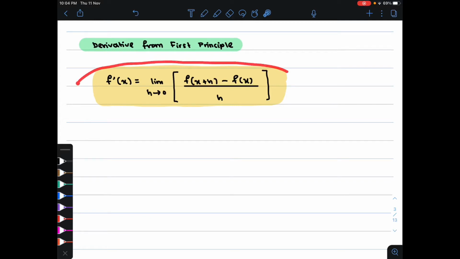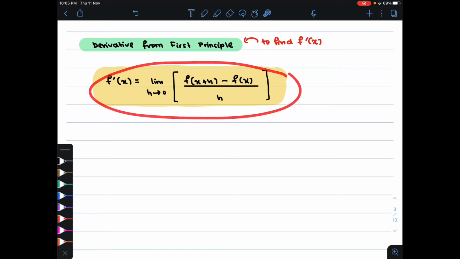And this formula that we found just now is called the first principle of differentiation. So, what is the first principle of differentiation? First principle is actually the foundation of finding f prime x before we come out with the rules of differentiation. We will learn more about rules of differentiation in 9.2, but in 9.1, we'll be learning about first principle of differentiation, which is this one.